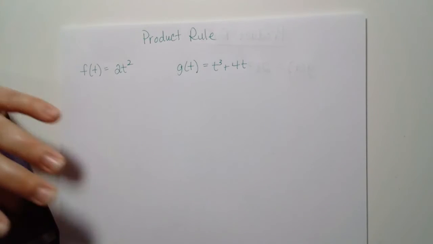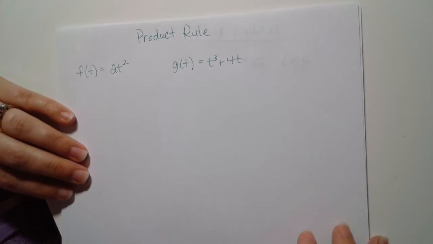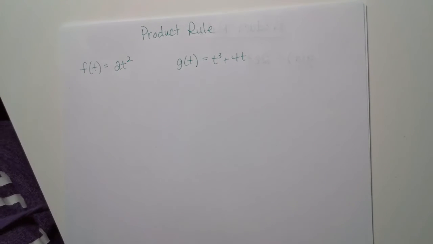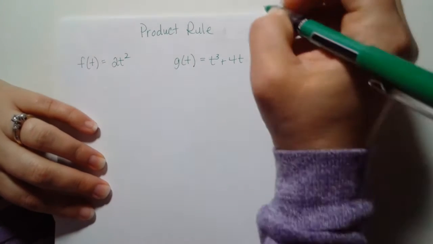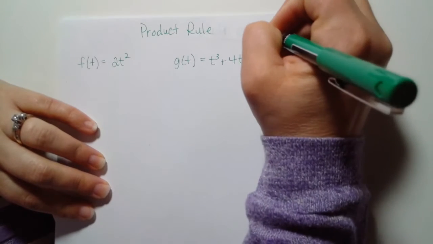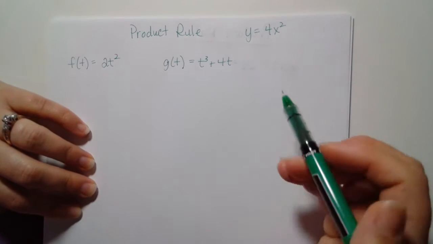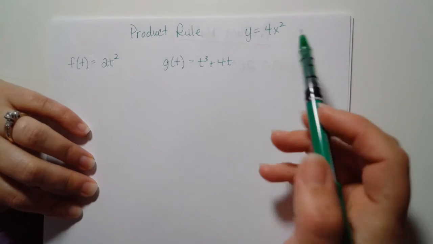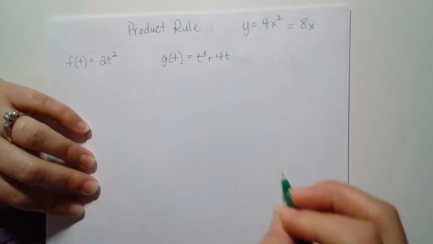So today we are going to learn about the product rule. Up until this point, we can do derivatives of constant multipliers like y equals 4x squared, right? We just multiply the exponent by the coefficient in the front and we get 8x. So that's the constant multiplier rule.